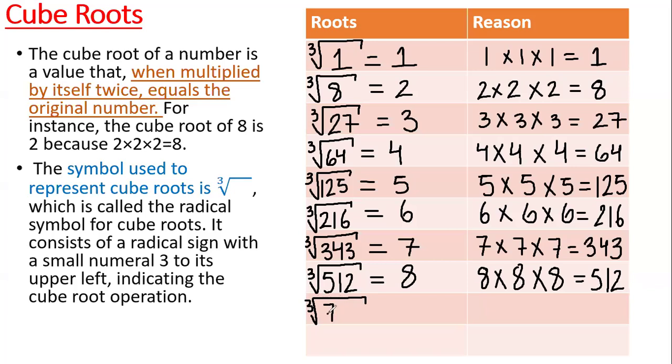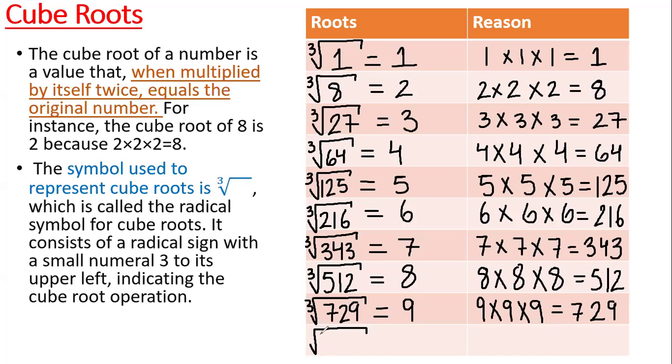The cube root of 729. Now, what is the cube root of 729? That's going to be 9. Why? Because 9 cubed. 9 times 9 times 9 is 729. Very good, y'all.